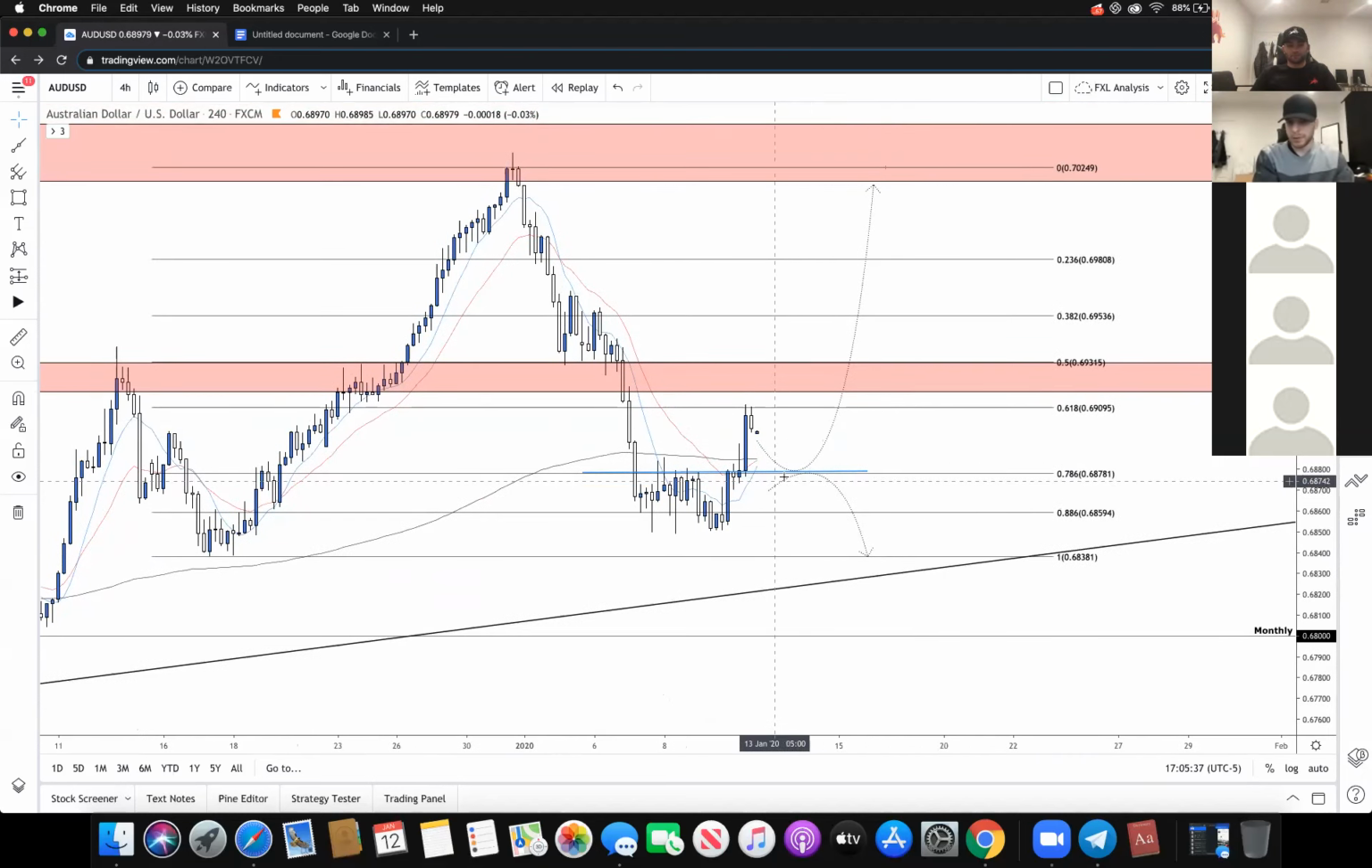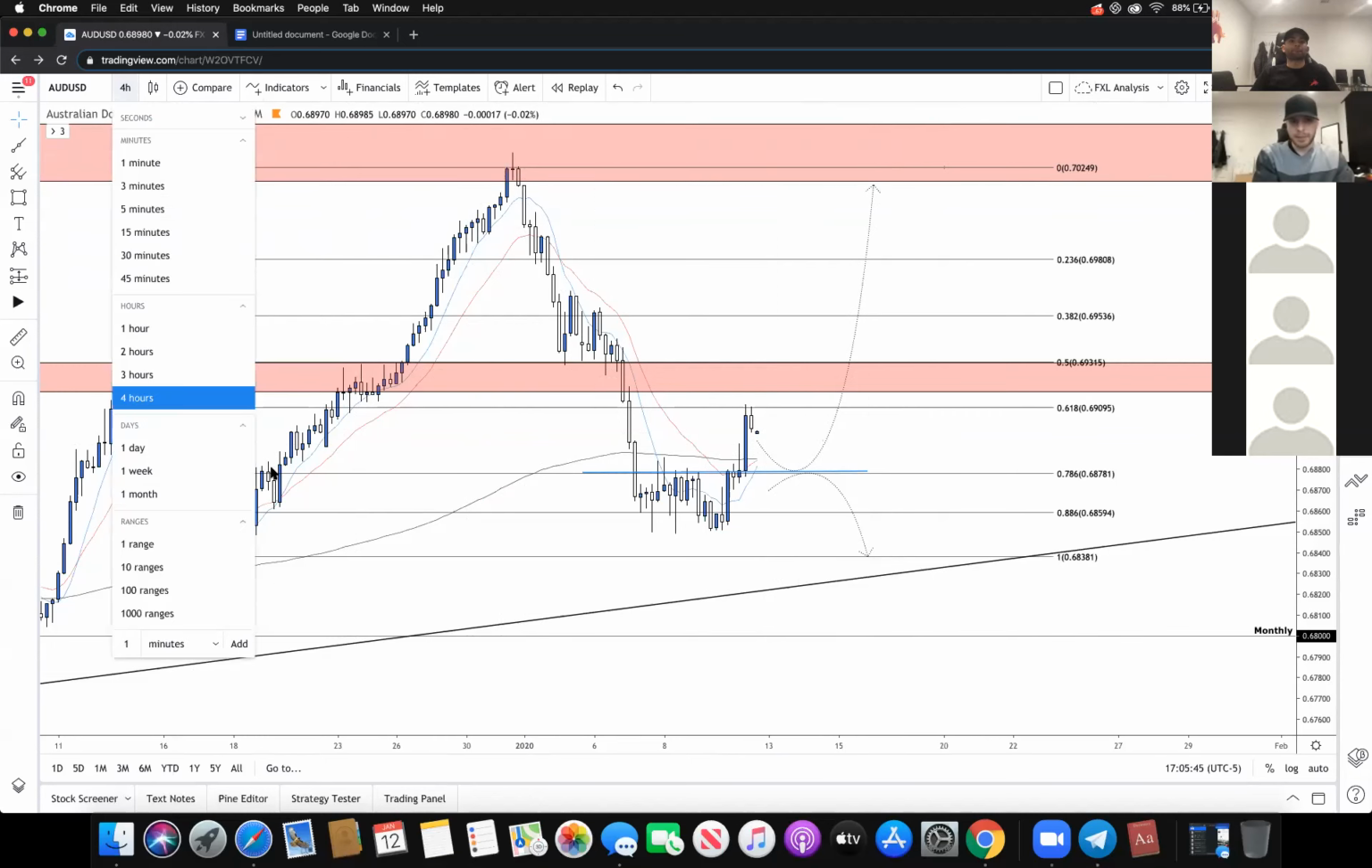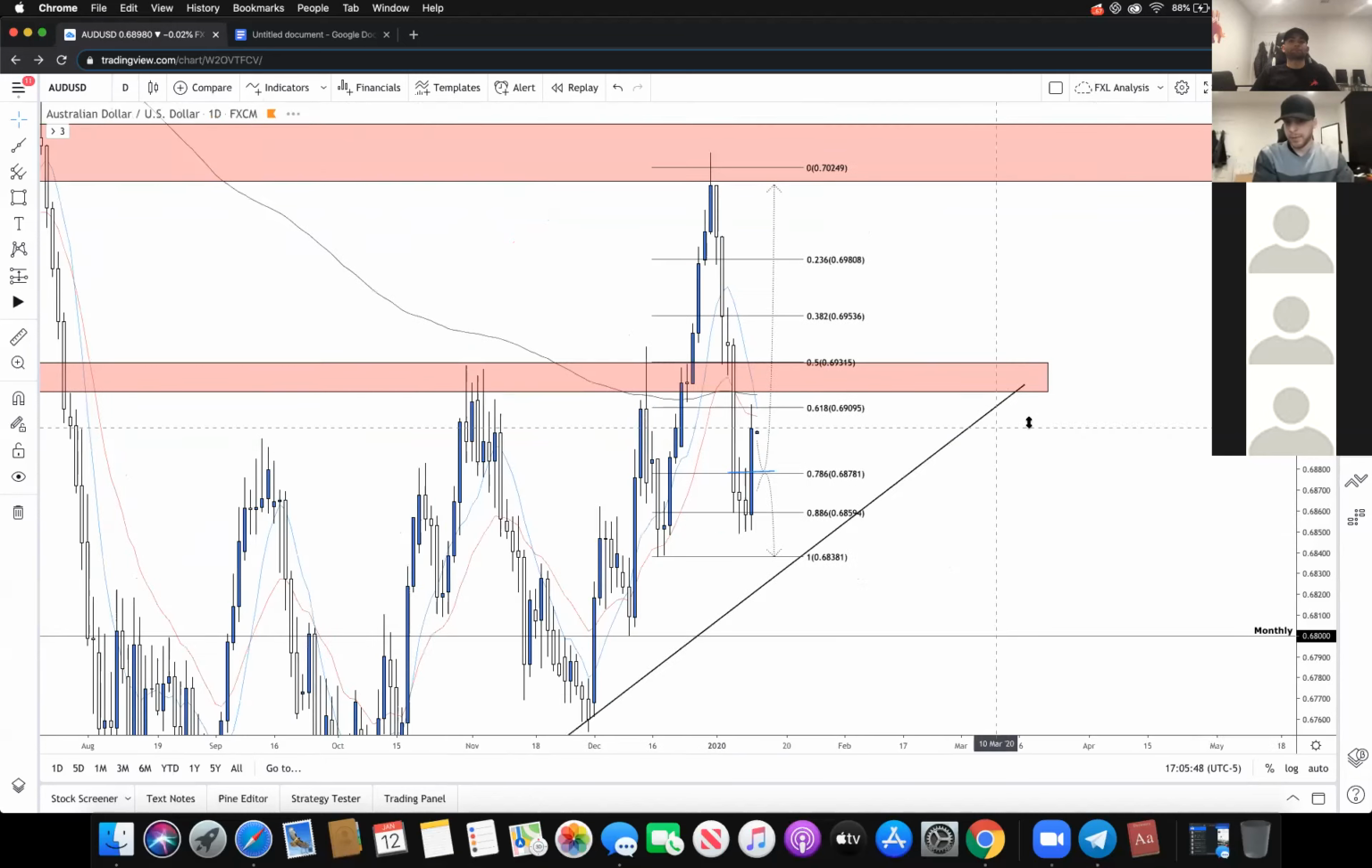Especially if we get that higher low confirmed here, it's just looking very bullish, especially on the daily time frame. And we're going to look to target the 0% and potentially even higher if the momentum's there.